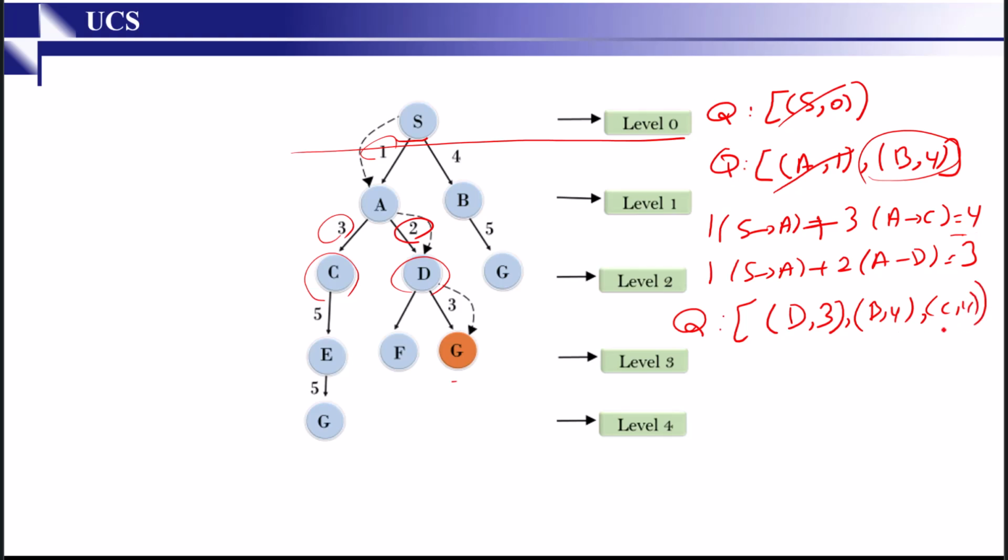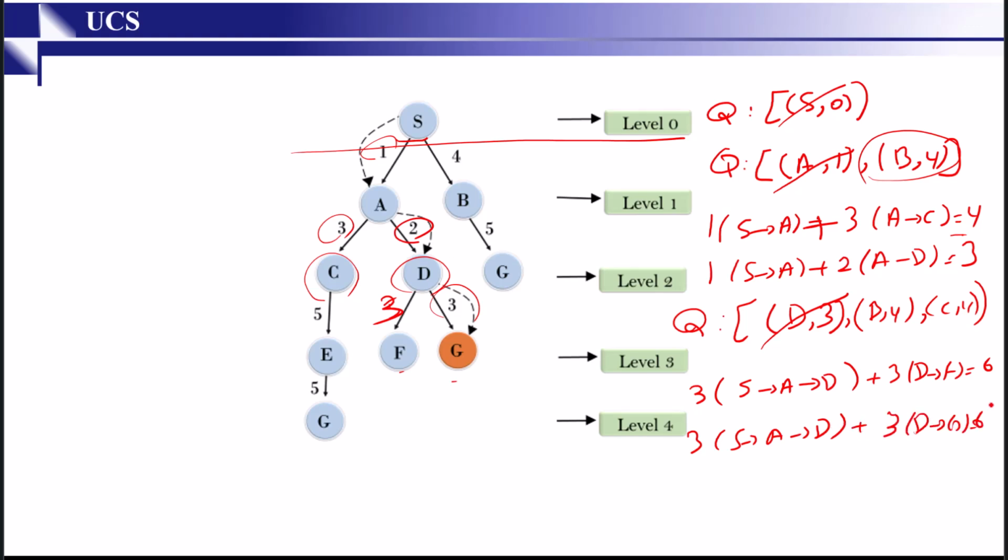4. So which one to remove? This one, right? D is removed. And we will expand the D, right? A, D, we already calculated is AD as 3, right? And D to F, suppose this one is 3, AD 3 plus 3 as D to F, then it is totally 6. The other path is SAD with the cost of 3 and D to G plus 3, D to G, right? This is totally 6.